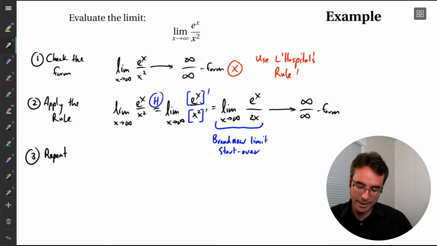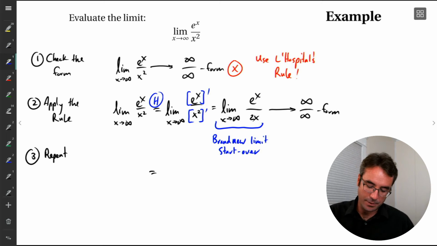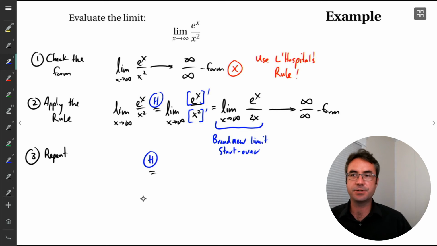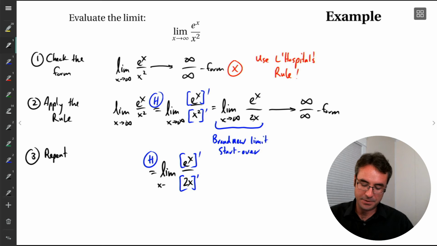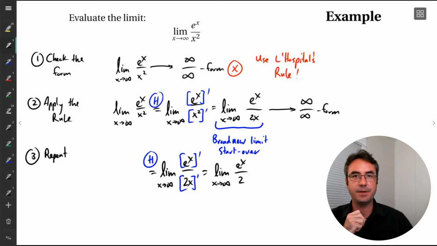So if we apply the rule again, so we'll put a little h there to denote we're applying L'Hopital's rule. And we're going to apply the derivative to, again, the term in the top and the term in the bottom. So we're applying the derivative to the pieces of our fraction there. Actually calculate the derivatives. So the derivative of e to the x is just e to the x. The derivative of 2x is just 2, and we're doing the limit as x goes to infinity.